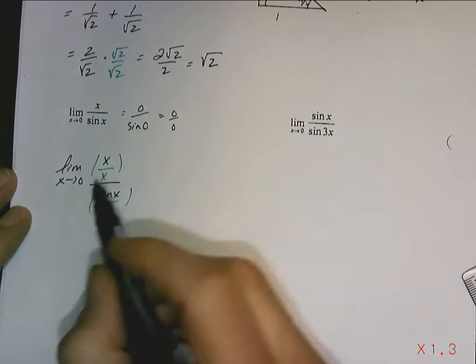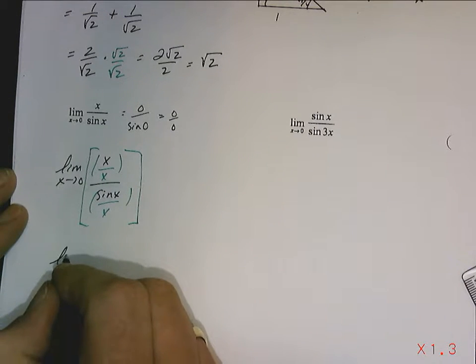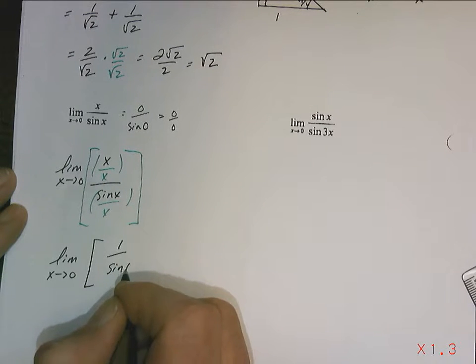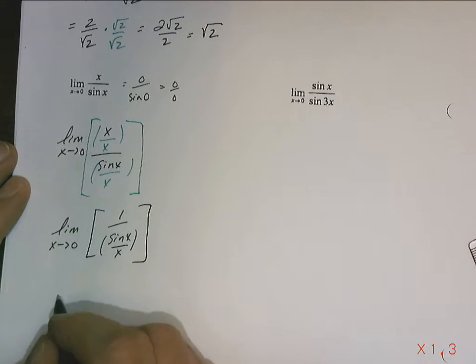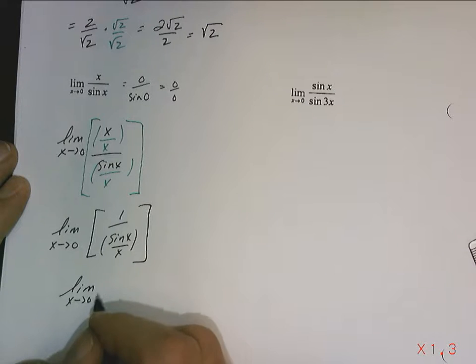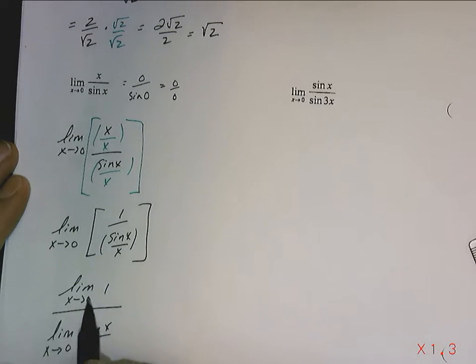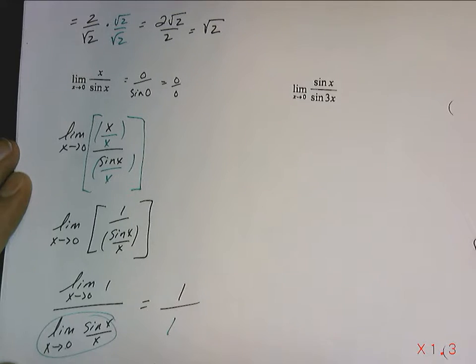Okay, so now I've got the limit of a quotient. Well, that's simply going to be the limit as x approaches 0 of 1 over sine x over x. The limit of a quotient is equal to the quotient of the limits, so it's the limit as x approaches 0 of 1 over the limit of sine x over x as x approaches 0. This is a constant, so that stays at 1. The bottom we know, this is one of the ones that we know, and we know that that goes to 1. So your answer is 1.